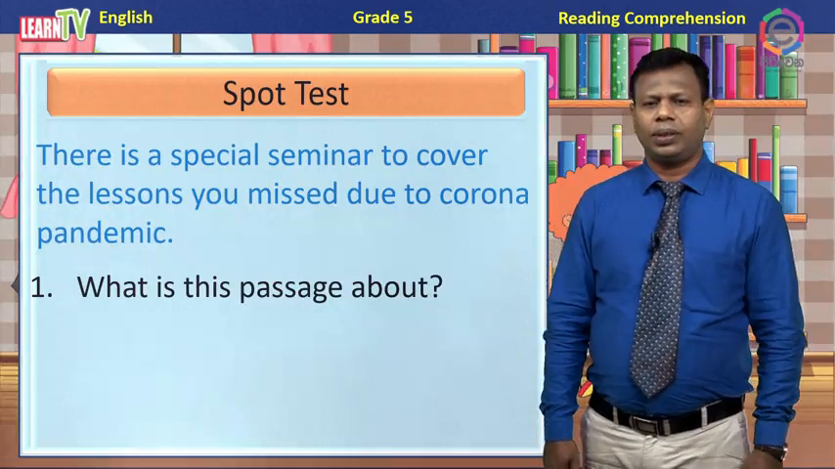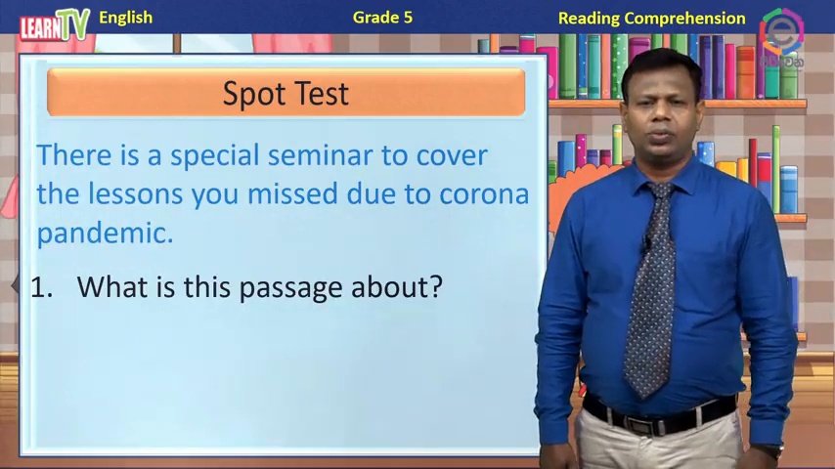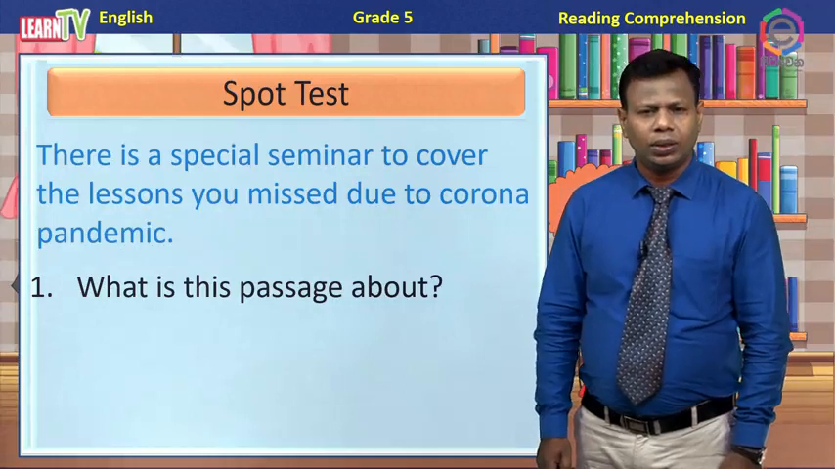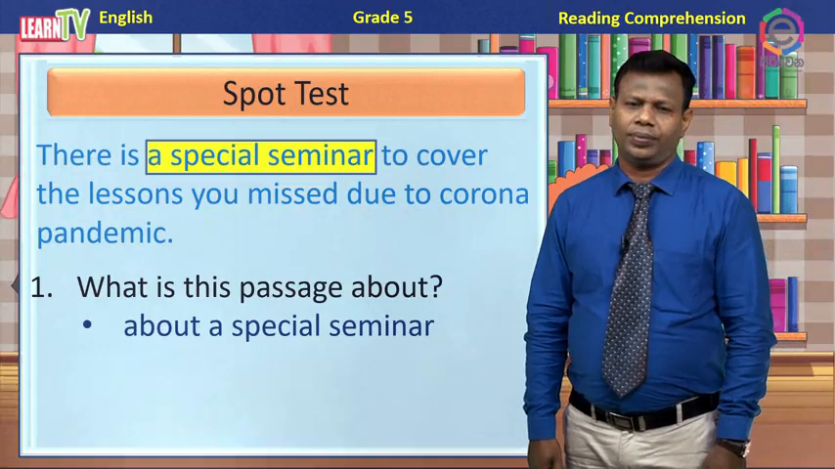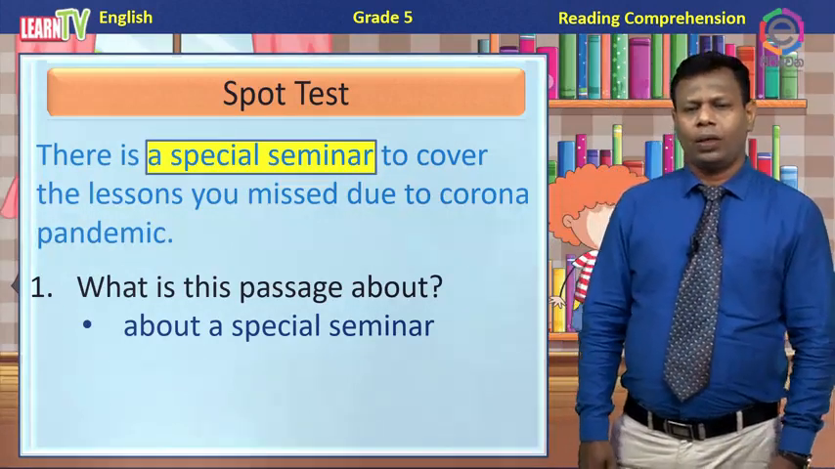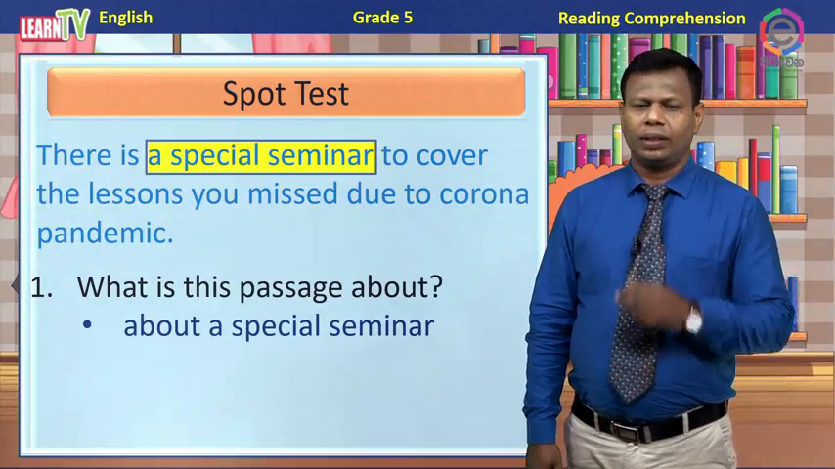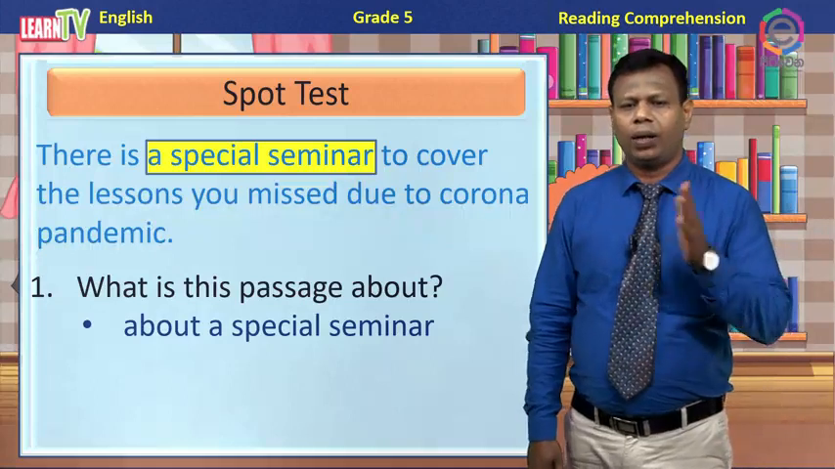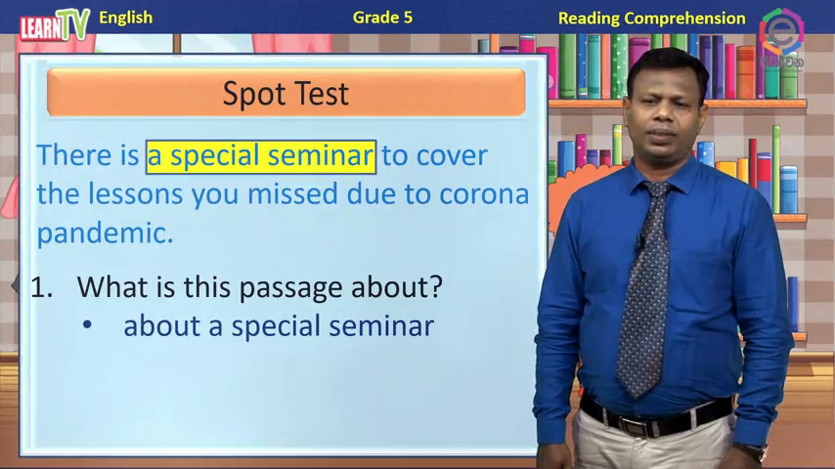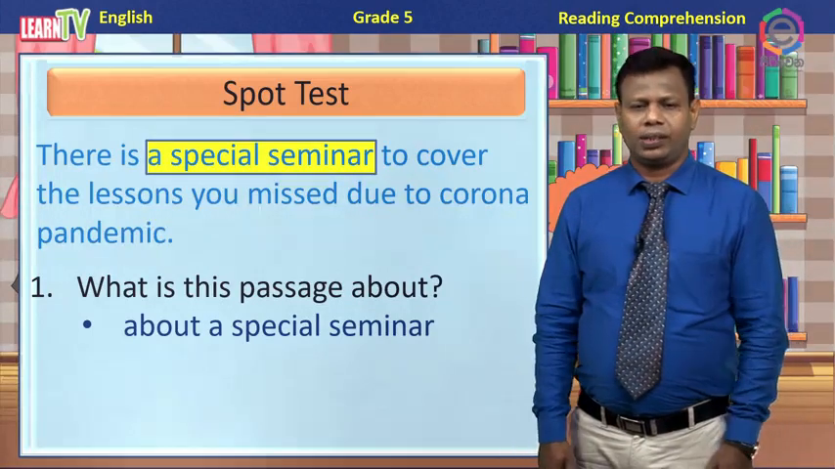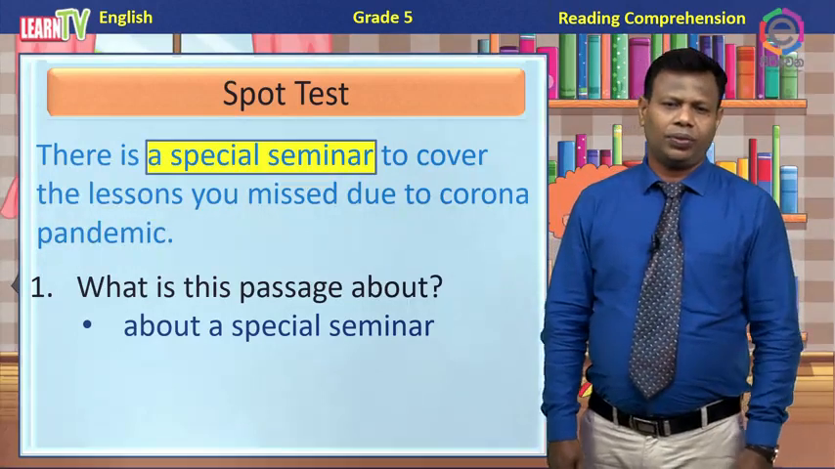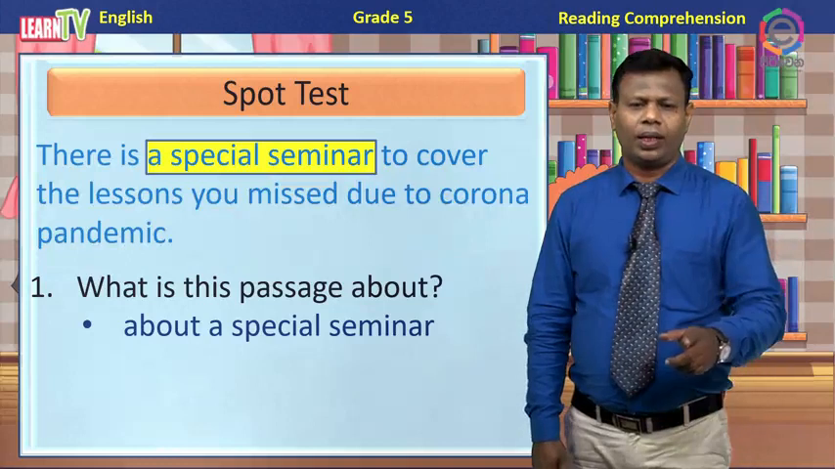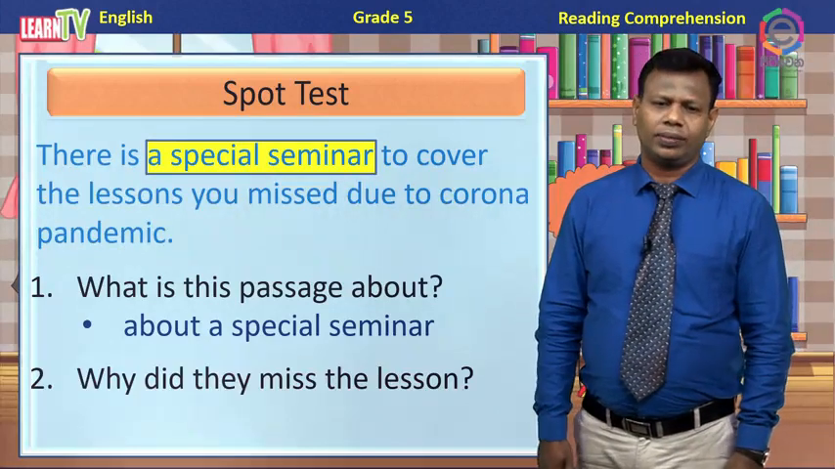notice. There is a special seminar to cover the lessons you missed due to corona pandemic. What is this passage about? About a special seminar. You can answer it like this: This passage is about a special seminar. It is the complete answer. But if you want, you can use this short answer: about a special seminar. It is correct.